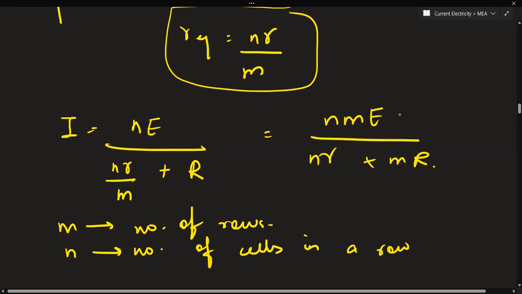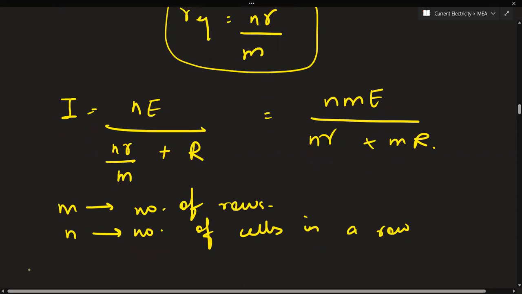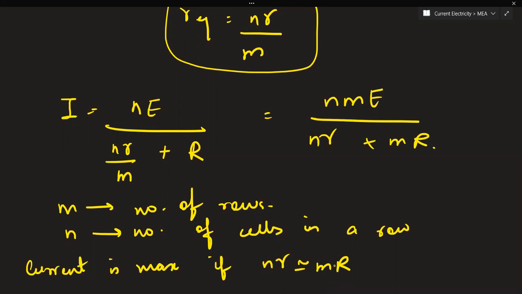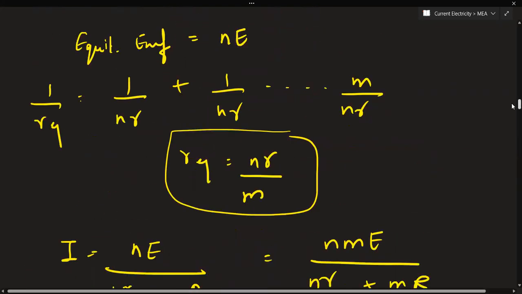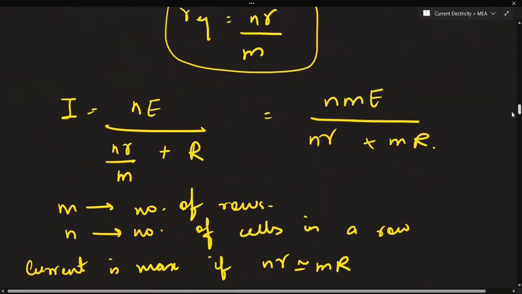If you get a question on the maximum current or something related to maximum current, remember, current is maximum if n into small r is approximately equal to m into capital R. If you have such a condition, then you can say the current in the circuit is maximum. And one more thing before you note this down, because this is the derivation and complete formula for it.